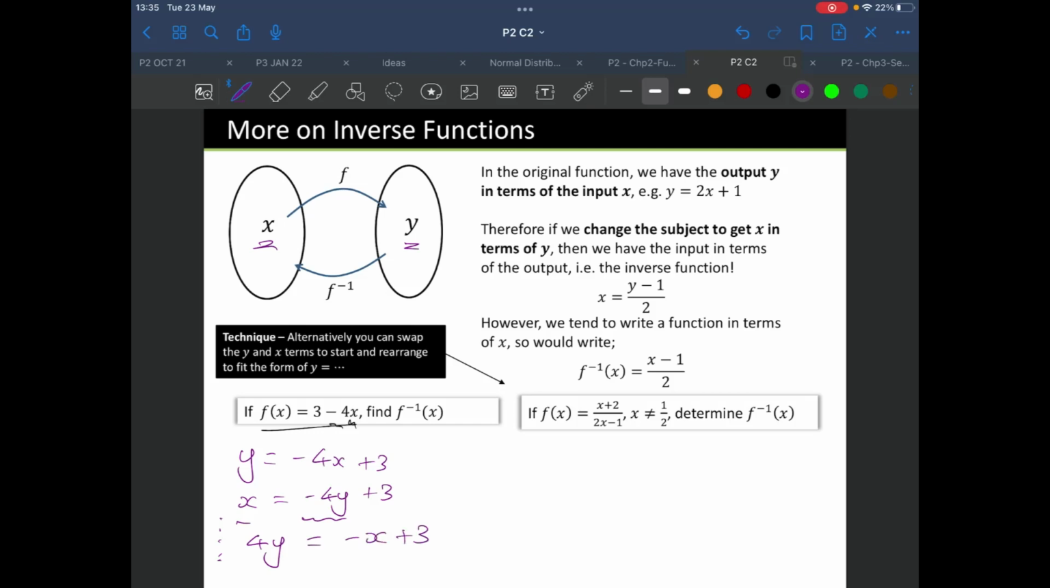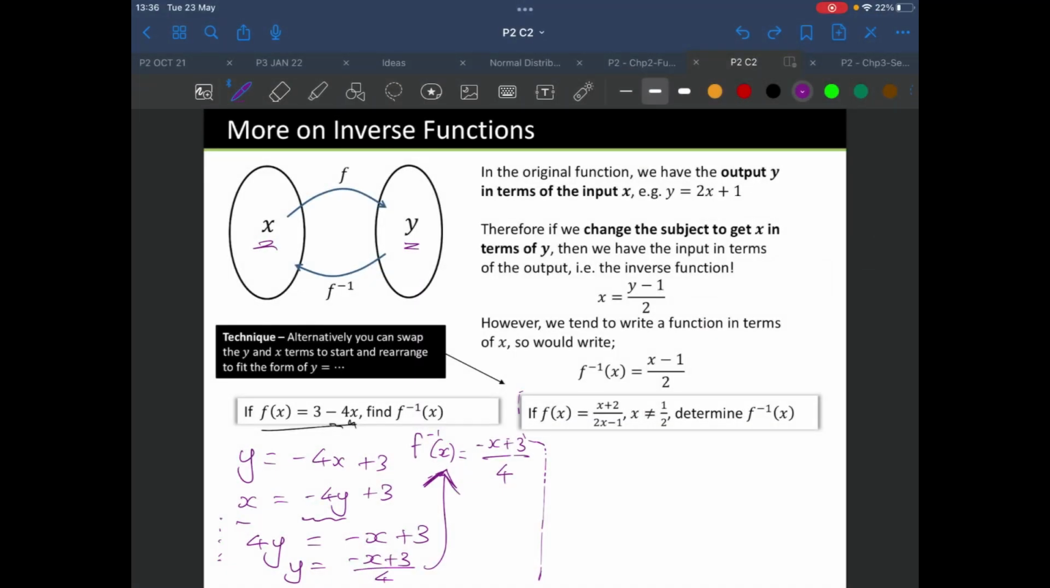And I'm now going to get the y on its own by dividing by 4. So I'm going to write y equals minus x plus 3 all over 4. To be a bit more proper, what I could do is write that in proper notation. So the inverse function is minus x plus 3 over 4. Okay? And that explains now how to reverse.